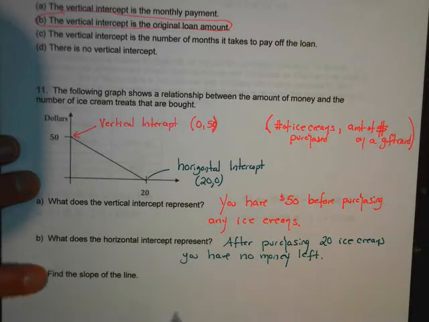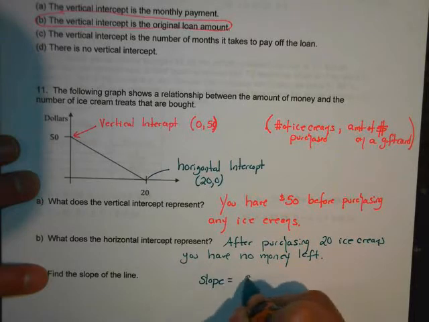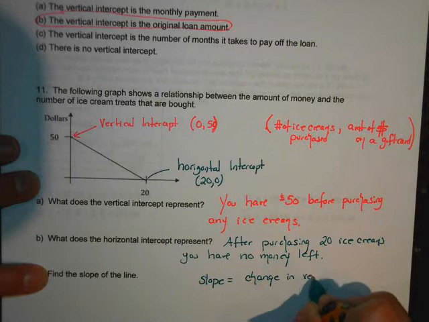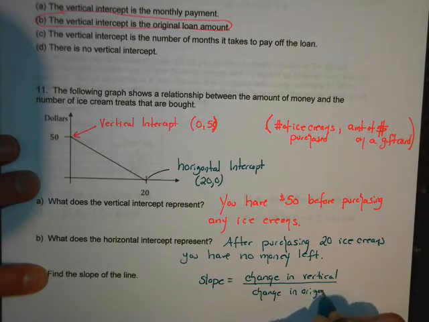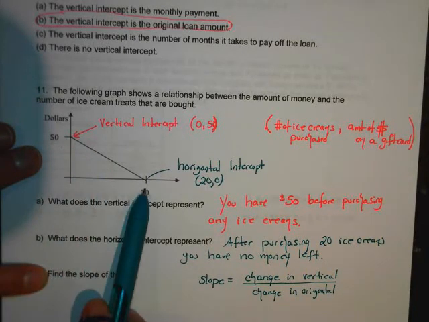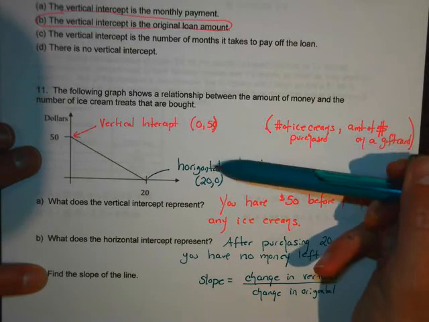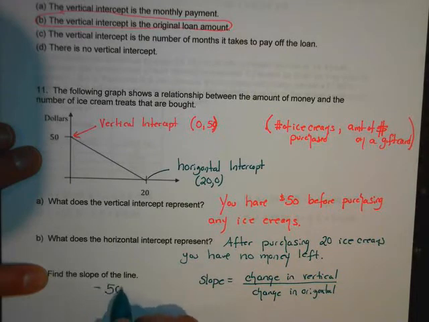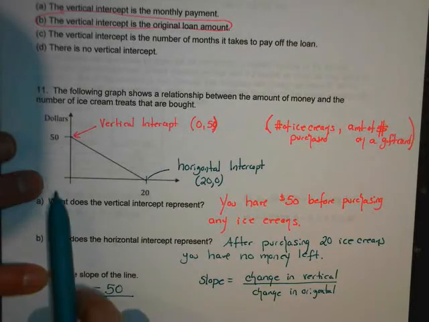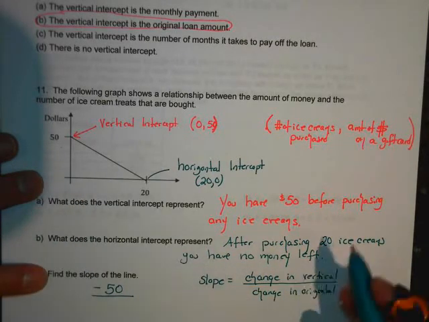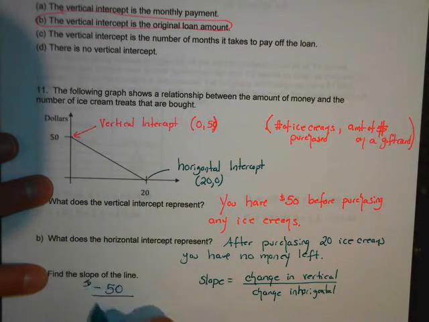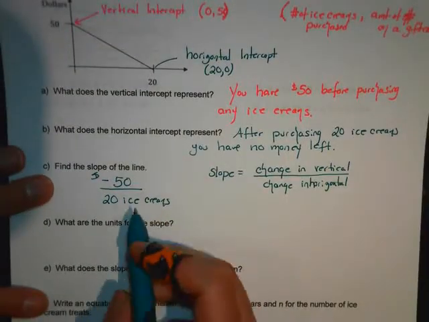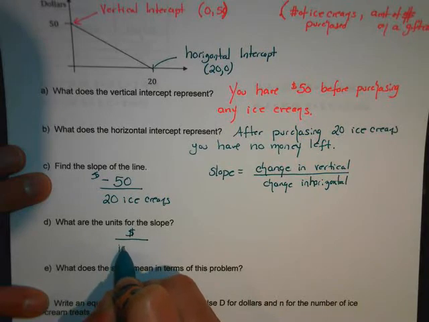All right, so the slope, you ready? I'm going to give you the formula. Slope is change in the vertical all over the change in the horizontal. Okay, so we have a starting and an ending value. So we started with 50 and we ended with 0. So do you see that that would be negative 50? Okay? The change in the horizontal, I forgot the H, horizontal, we started with 0 ice creams and then we purchased 20. So this is negative $50 and this is 20 ice creams. So the units for the slope are dollars per, and then ice cream on the bottom.